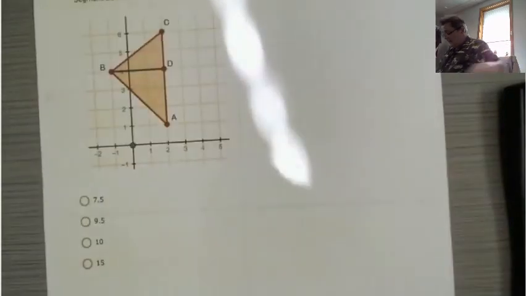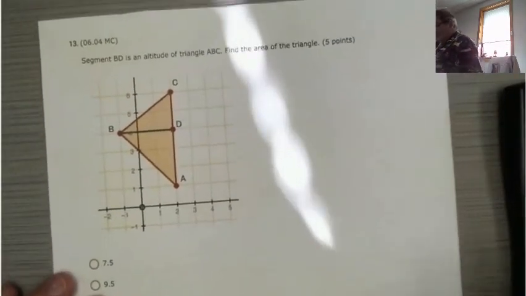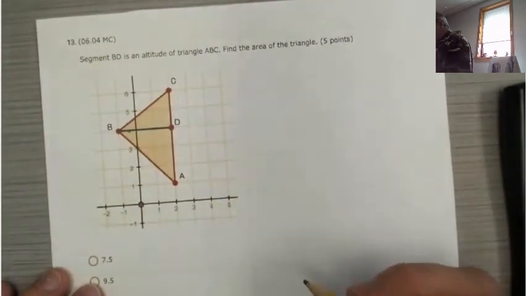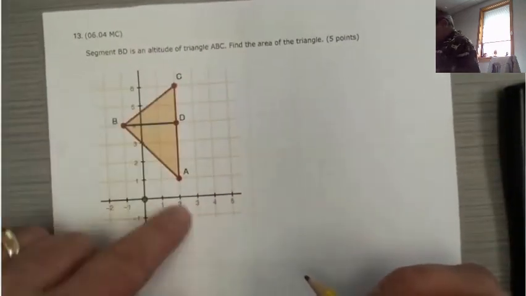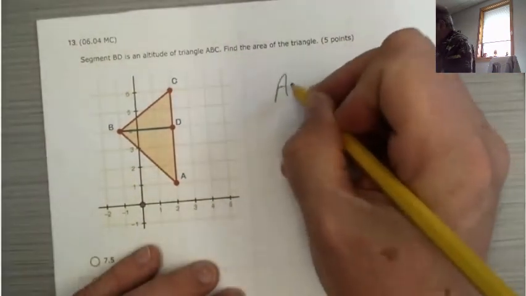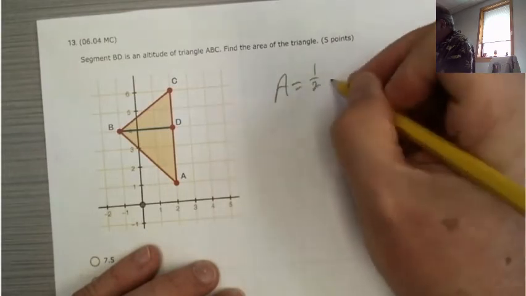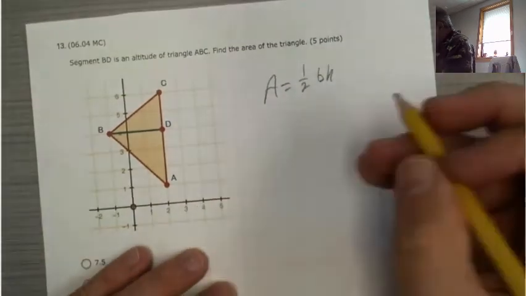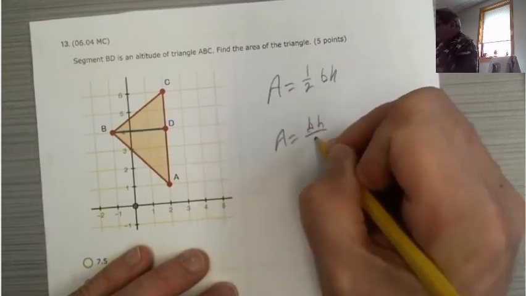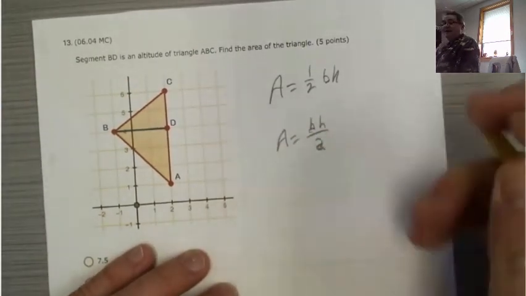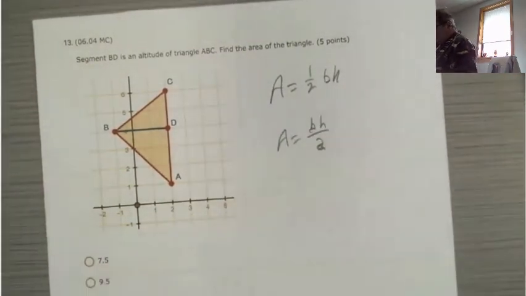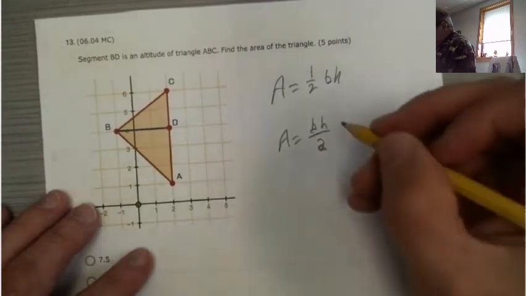All right, last problem. Segment BD is an altitude of triangle ABC. Find the area of the triangle. Well, the area of a triangle is 1/2 base times height, or you can also say area equals base times height divided by 2. Those are the same thing, 1/2 times or divided by 2, either way. So we'll just use this one, divide by 2.